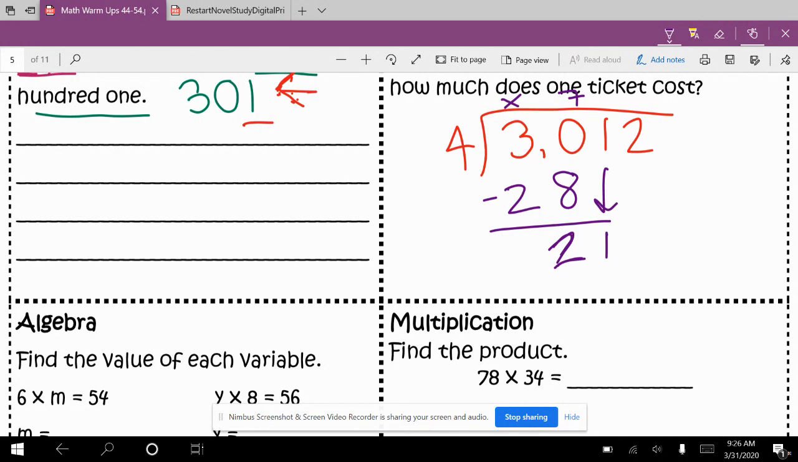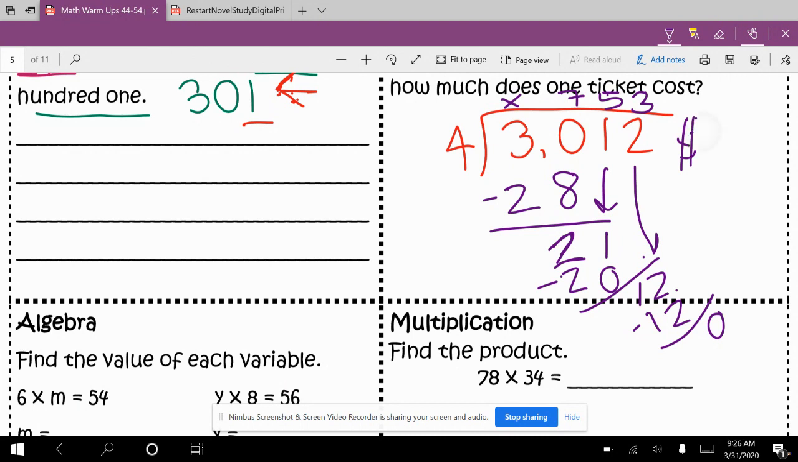4 goes into 21 5 times. 5 times 4 is 20. I'm going to run out of room here. I'm going to start writing sideways. 21 minus 20 is 1. Sorry, guys. Bring down our next number, which is 2. 4 goes into 12 exactly 3 times. 3 times 4 is 12. 12 minus 12 is 0. So how much does it cost? $753.